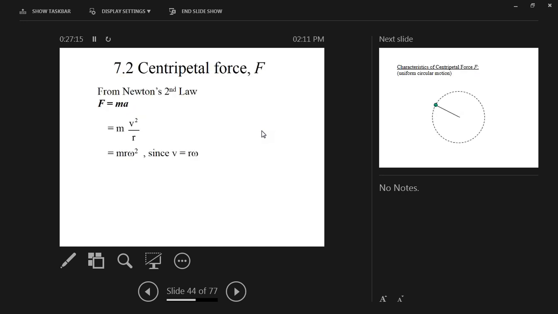So from Newton's second law, for any object that is going around in circular motion, we know that F equals ma. The a we derived previously is v squared over r, or r omega squared, or v omega, but v omega we seldom use. So most of the time we use mv squared over r, or m r omega squared. So this is the expression for centripetal force, or the resultant force of an object that is going around in a circle. That resultant force has a special name. It is called the centripetal force because it's always directed to the center of the circle.